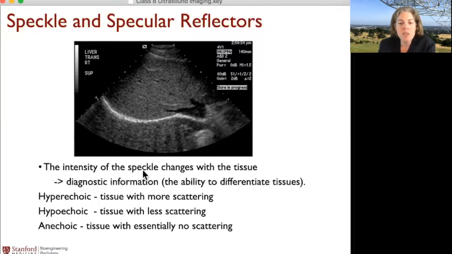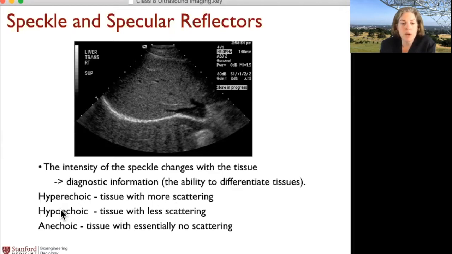Okay, so the intensity of the speckle changes with the tissue, and it provides diagnostic information. In other words, it provides the ability to differentiate between tissues. So for example, if you have a bag of fluid and you know it's a cyst because you can look at the speckle pattern. Sometimes if there's a cancer, it might have a different speckle pattern than the liver, it might not. So there is sometimes the ability to use the speckle pattern for diagnostic information. Hyperechoic means there's more scattering.